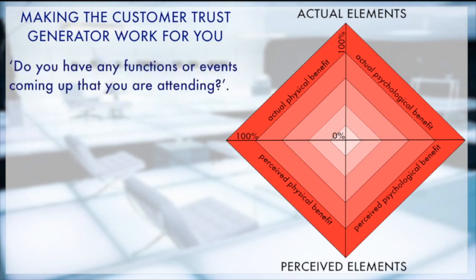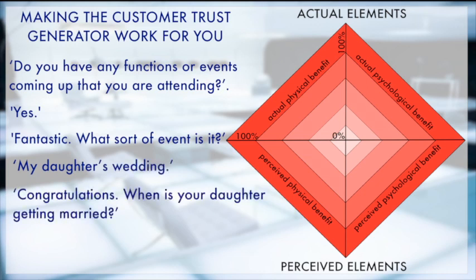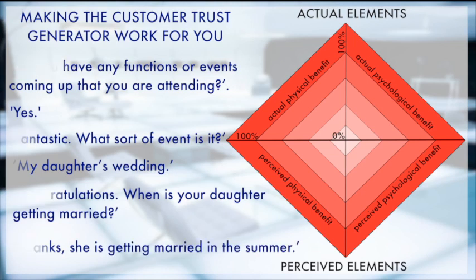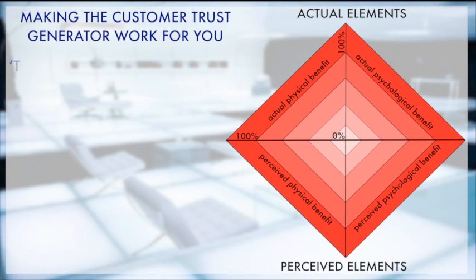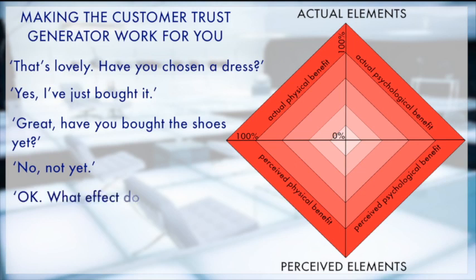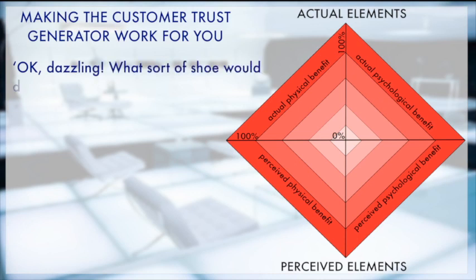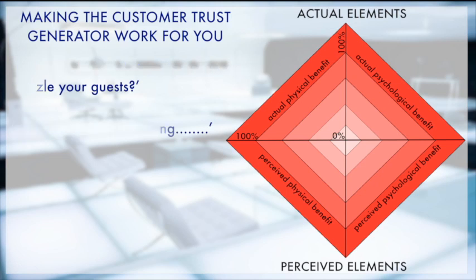Do you have any functions or events coming up that you're attending? Yes. Fantastic. What sort of event is it? My daughter's wedding. Congratulations. When is your daughter getting married? Thanks. She's getting married in the summer. Oh, that's lovely. Have you chosen a dress? Yes, I've just bought it. That's fantastic. Have you bought the shoes yet? No, not yet. Okay. What effect do you want the shoes to have? I want them to dazzle everyone. Okay, that's dazzling. So what sort of shoe would dazzle your guests? Well, I'd like the following.